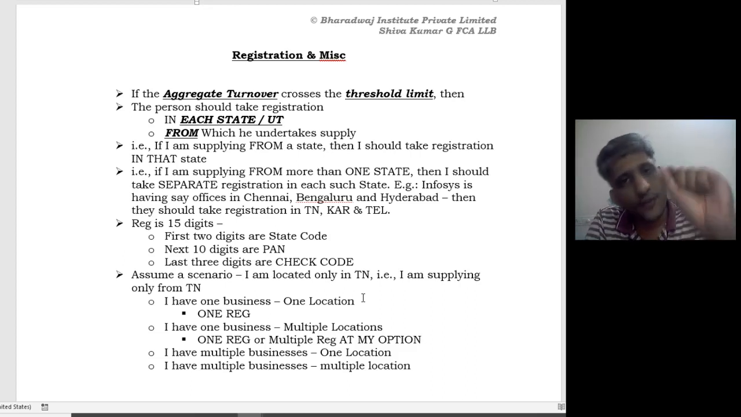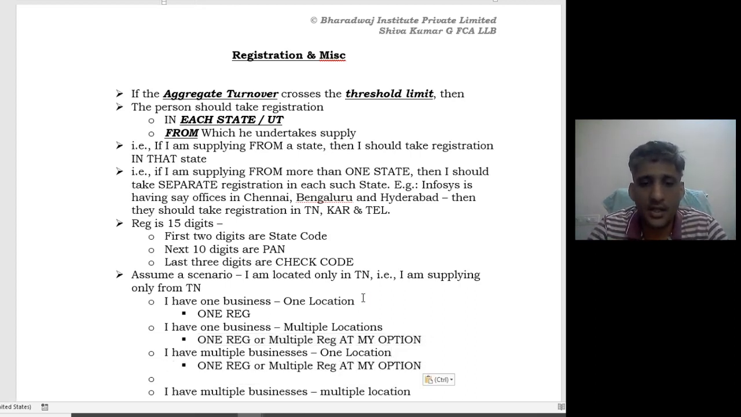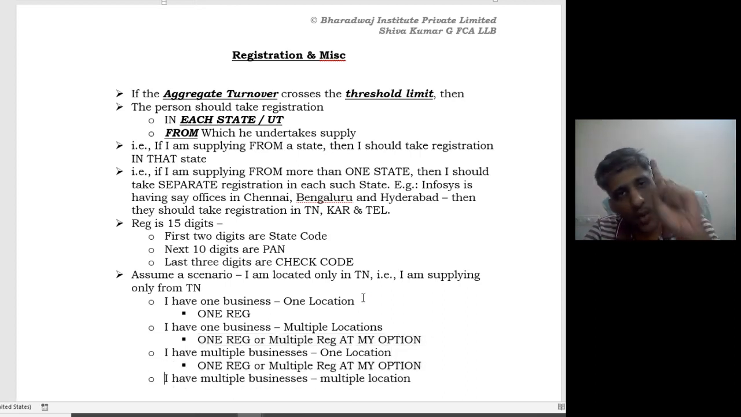But if you want, who's you here? You are the assessee. You are the taxpayer. If you think it is convenient to you for whatever reasons, bookkeeping, whatever reason, then you may take multiple registrations at your option. Similarly, multiple businesses, one location, same concept. You take one for you.